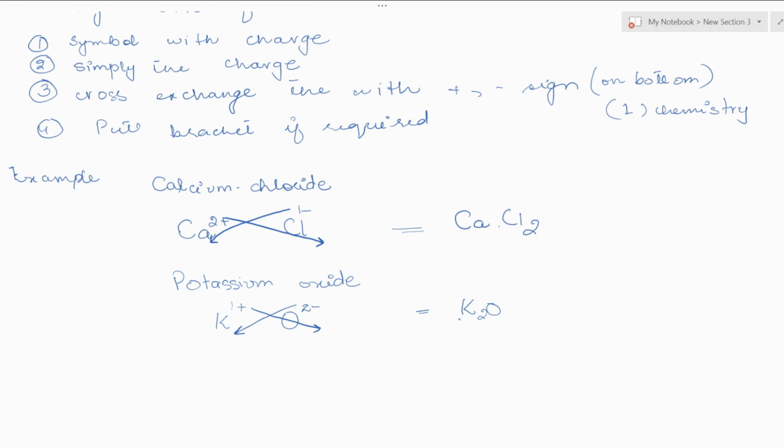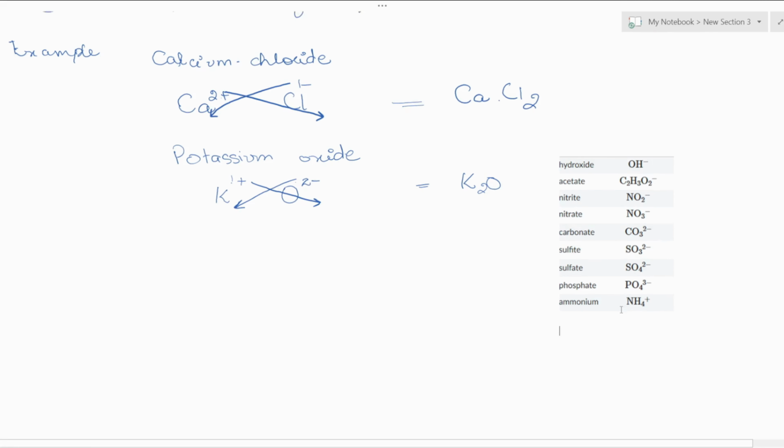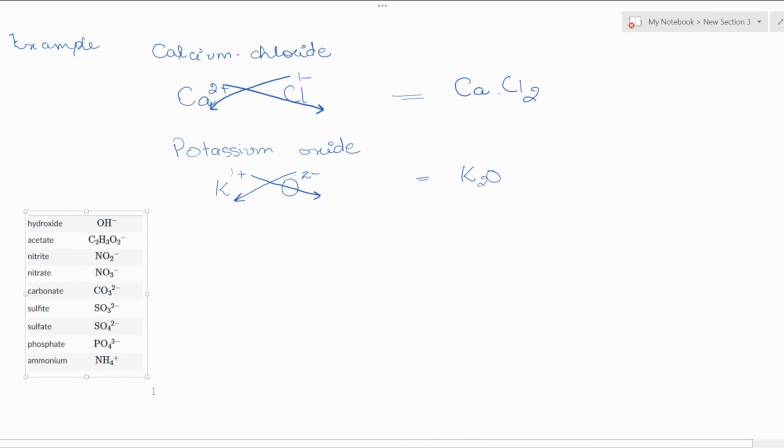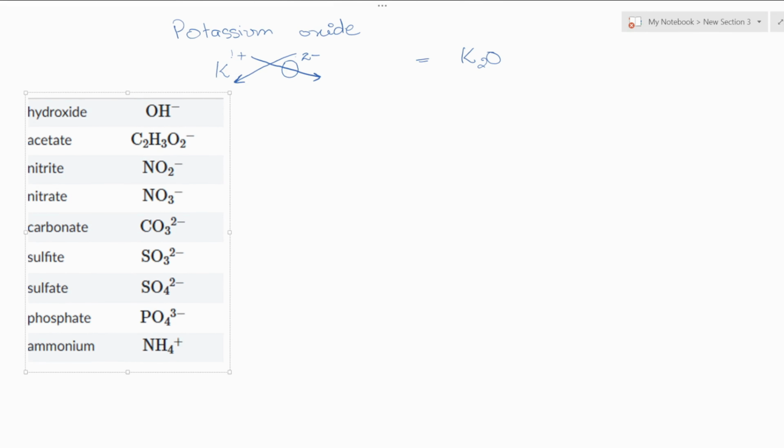Let's move to the difficult one now. Let me give you a table. I'm giving you one table that you need to keep with you so that you'll be able to revise better. Let me see if I can send it to you as well. Okay, I'll send it to you in the chat as well.